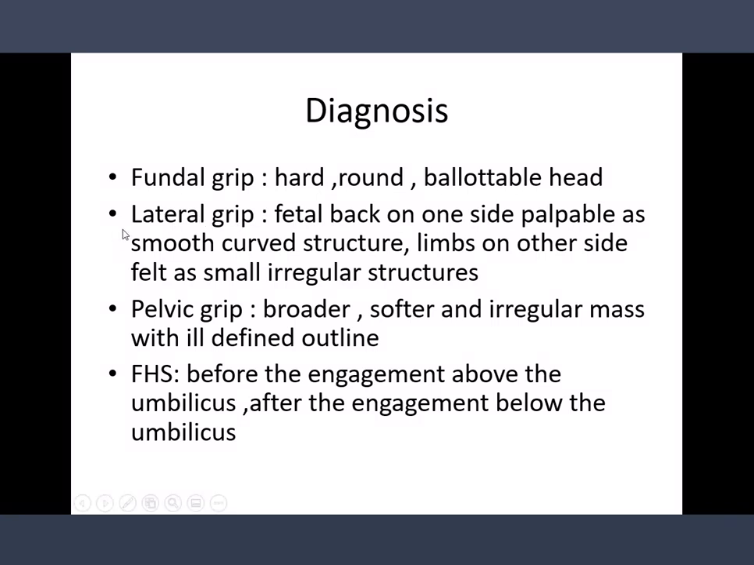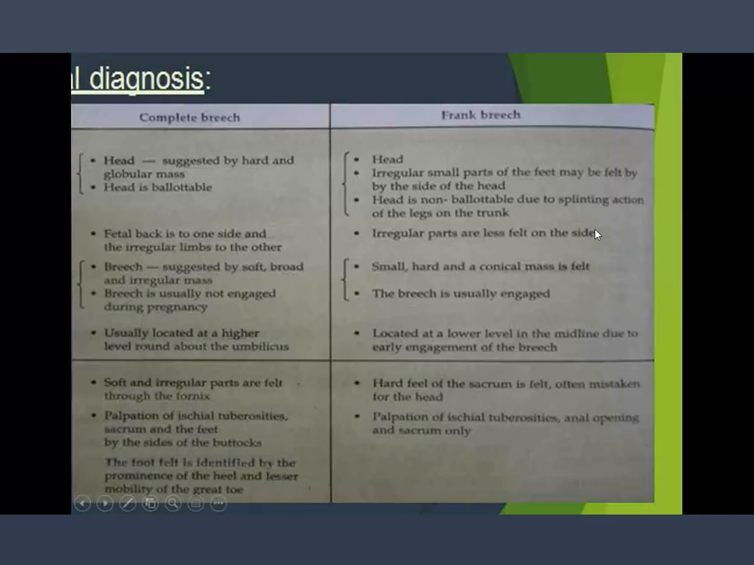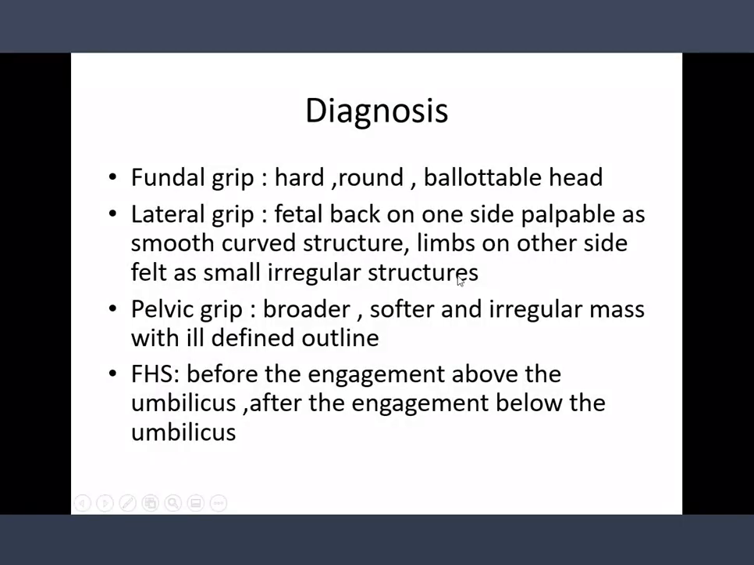Next comes the second grip or lateral grip. In this lateral grip, the fetal back is palpable as a smooth curved structure on one side and limbs as irregular structures on the opposite side. So this does not differ between breech and cephalic presentation. Next comes the pelvic grip. In pelvic grip, a broad, soft, irregular mass will be palpable, which is not ballotable. Remember, only the head is ballotable, breech is not ballotable.